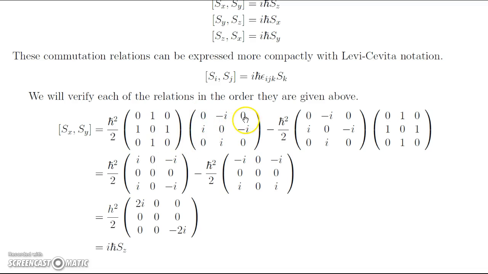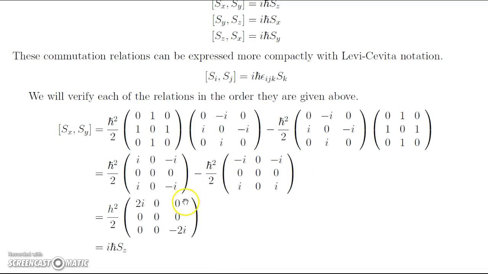and 0, negative i, 0, i, 0, negative i, 0, i, 0, and then we subtract the opposite product because this is Sx times Sy minus Sy times Sx. So we have this similar constant out front, but now we have the two matrices flipped. And if we take the matrix product of each of these two, we have the same constants, but now we have the resulting matrices.